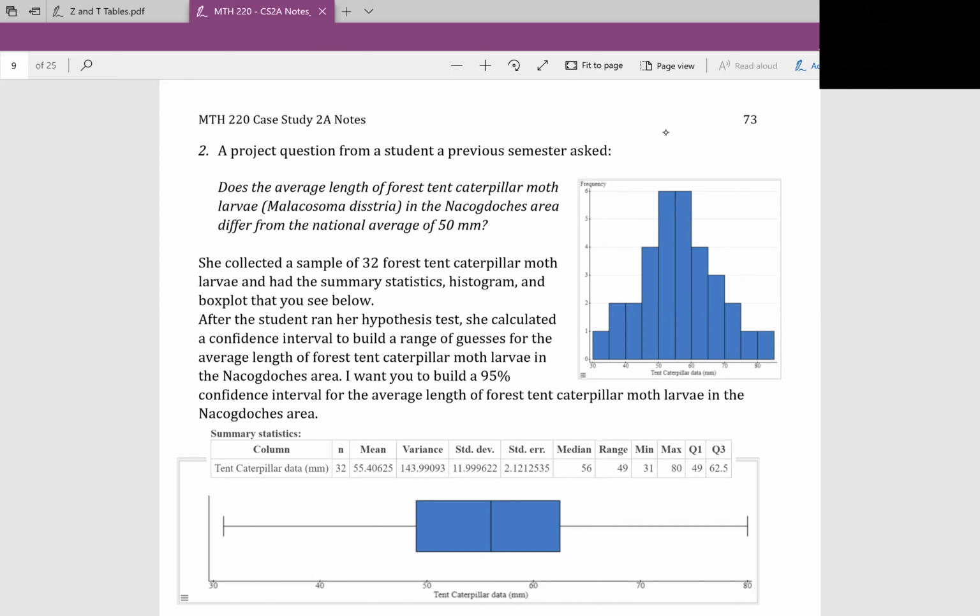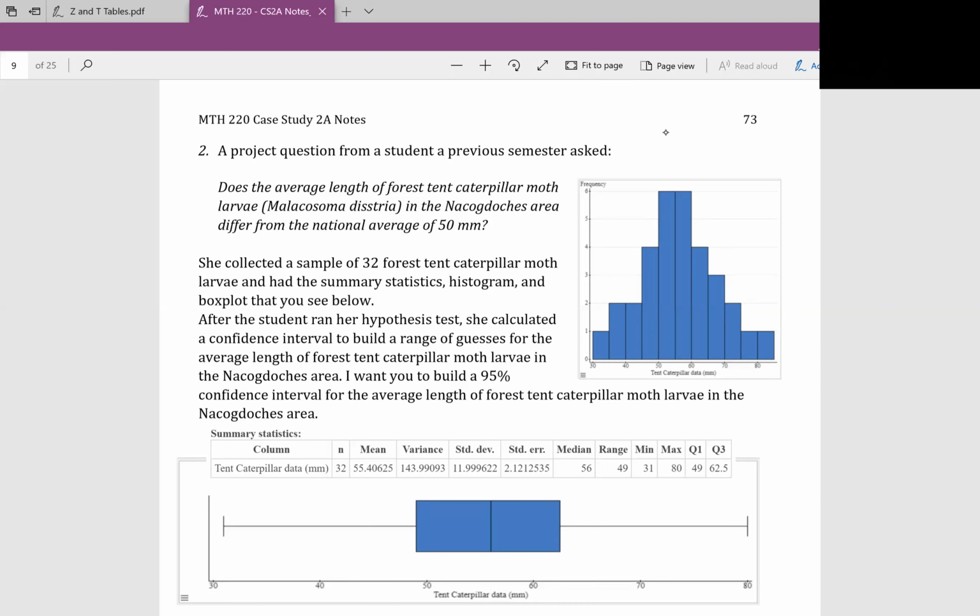Okay, so this student's project question was, does the average length of forest tent caterpillar moth larvae in the Nacogdoches area differ from the national average of 50 millimeters? She collected a sample of 32 forest tent caterpillar moth larvae and had the summary statistics, histogram, and box plot that you see below. After the student ran her hypothesis test, she calculated a confidence interval to build a range of guesses for the average length of forest tent caterpillar moth larvae in the Nacogdoches area. Now I want you to build a 95% confidence interval for the average length of forest tent caterpillar moth larvae in the Nacogdoches area.